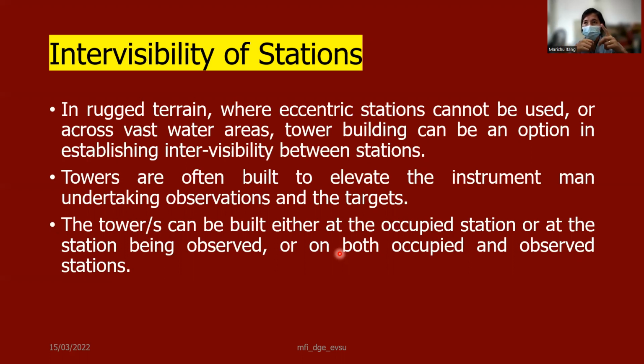Like, for example, A, B, C, D. Then A and B are not intervisible from point C. So you will add another point, just to see the other points. So this is called an eccentric station. Anyway, on the next topic, I'm going to discuss a scenario in which we establish eccentric stations.